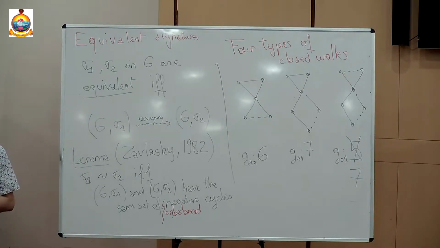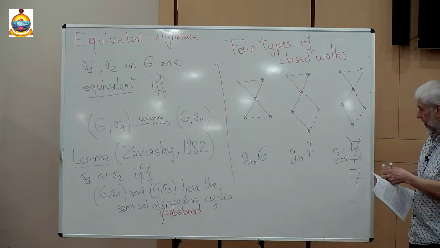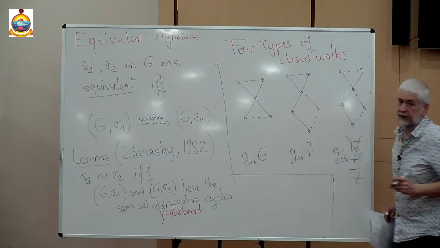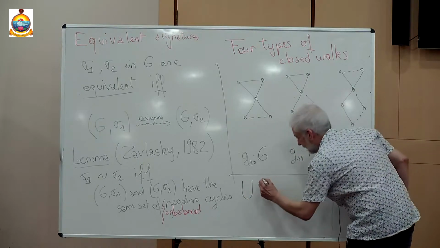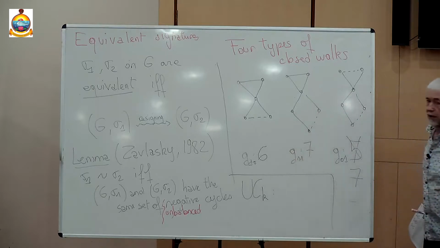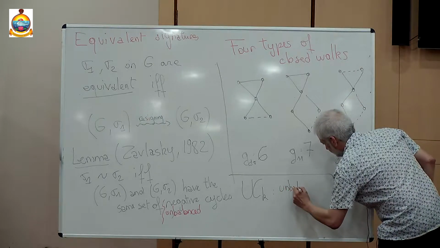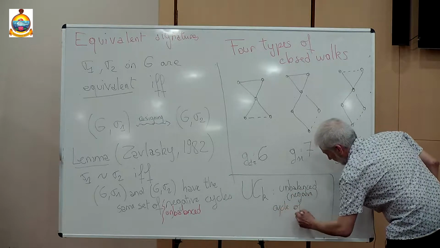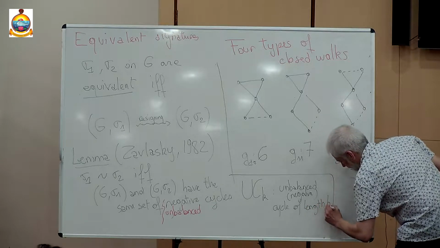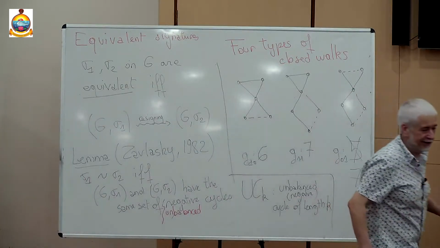Okay, so this is somehow an important result. And because negative cycles, or unbalanced cycles, indeed, are important structures when you are studying sign graphs, we have some notation with U for unbalanced. So UCk is just the unbalanced cycle of length k, which means negative cycle of length k. Okay, so this is correct. I can erase now.